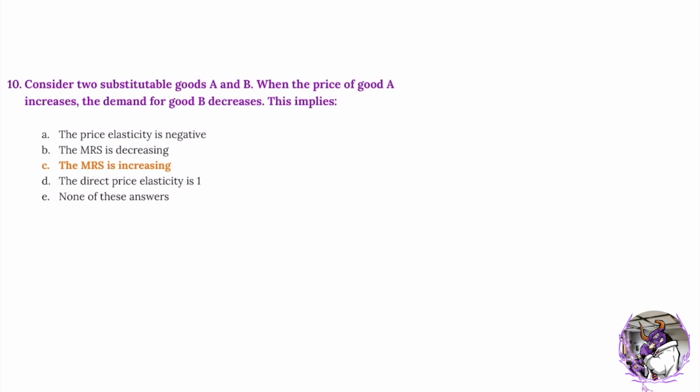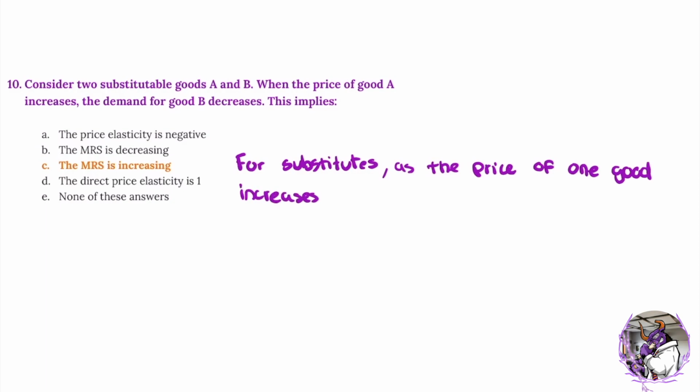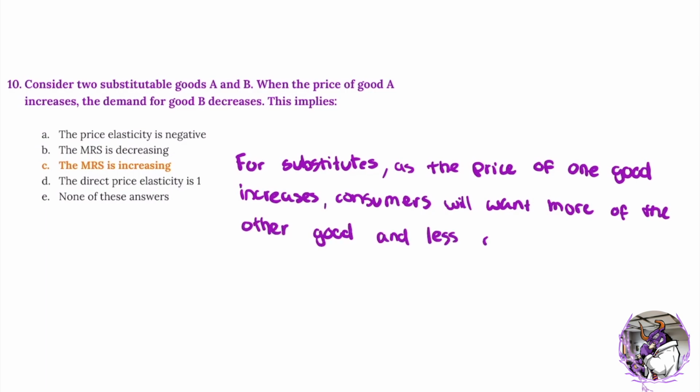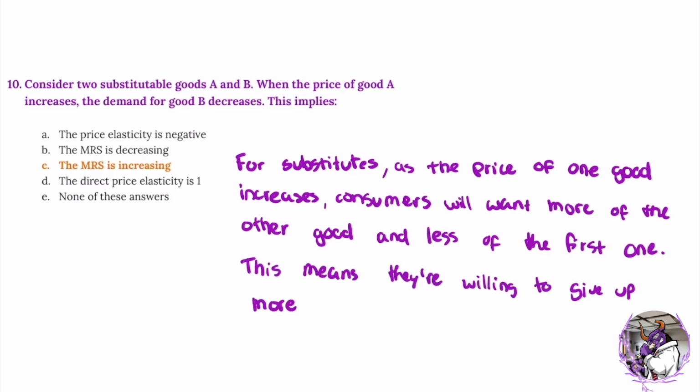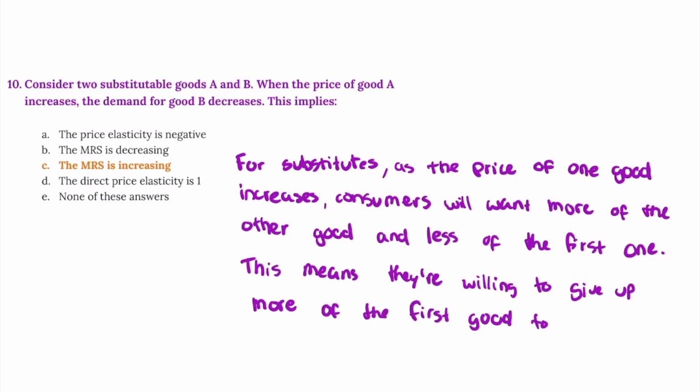Question 10. Consider two substitutable goods A and B. When the price of good A increases, the demand for good B decreases. This implies that answer C, the MRS is increasing. It's because for substitutes, as the price of one good increases, consumers will want more of the other good and less of the first one. This means that they are willing to give up more of the first good to get 1 more unit of the second one, implying an increasing MRS.